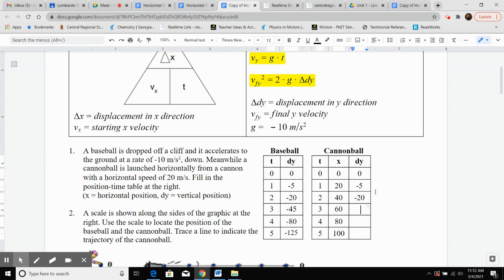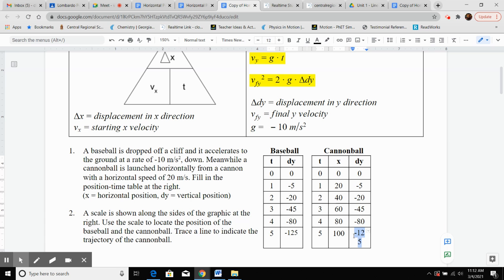Nothing can happen in the x direction, right? The only thing that's going to affect how far it moves is how long it's in the air, because the horizontal velocity does not change. So we could just fill these in as well. If you want to work out the math, it comes out to be the exact same.